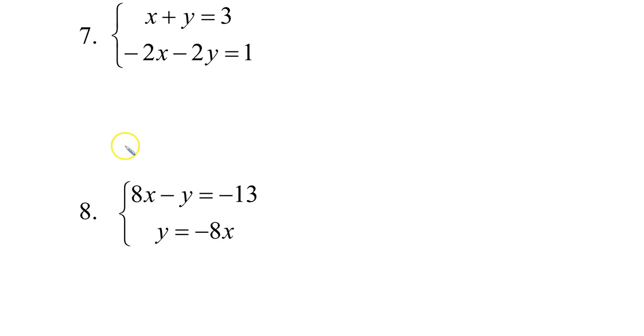Let's look at problem number 7. Number 7, I could solve for either x or y, but I am going to use elimination to solve this system. I'm going to multiply the first equation by, I'd like you to guess or think what you think it should be. Hopefully you said positive 2. When I multiply the first equation by positive 2, I have 2x plus 2y equals 6.